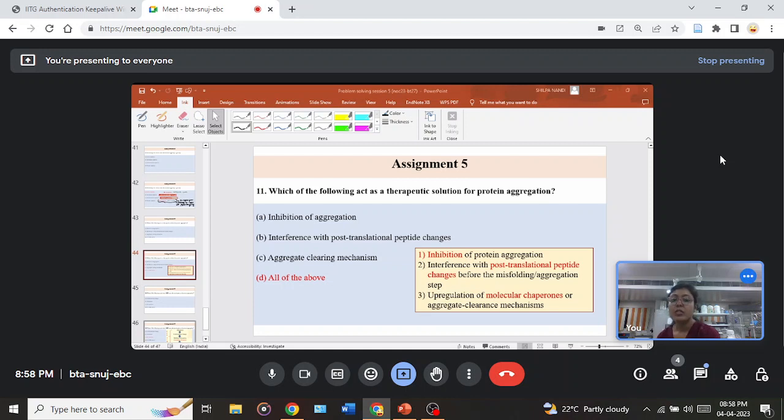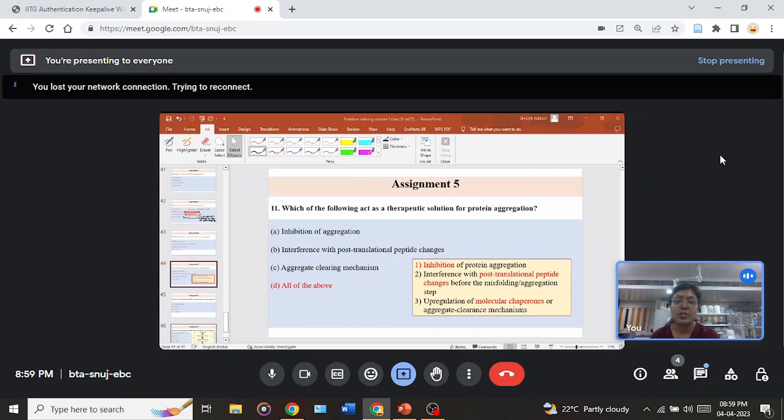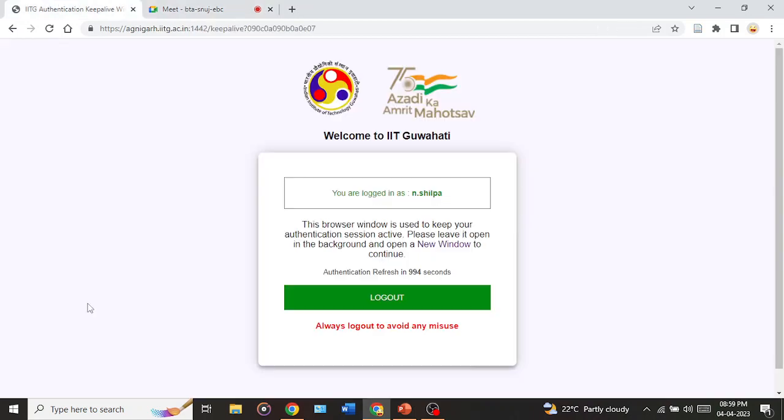So why so? You have to think which among the following can help us in avoiding protein aggregation. How can you avoid protein aggregation? Either you can inhibit the protein aggregation in any form, like if you add any kind of external factors, you can inhibit the protein aggregation. Second is interference with post-translational peptide changes.